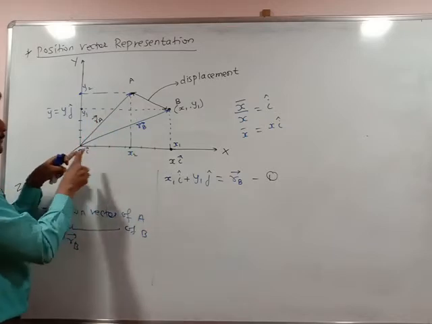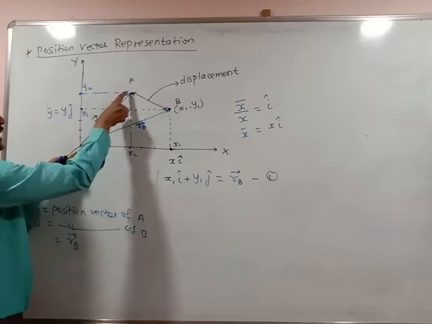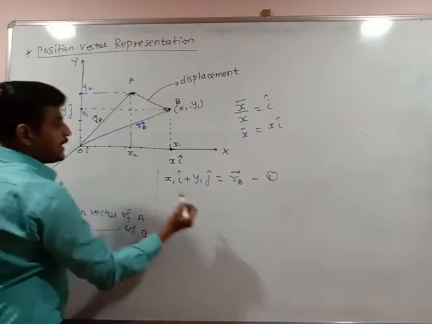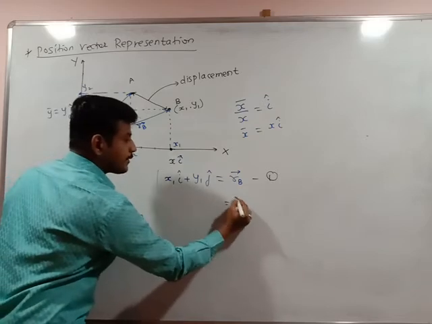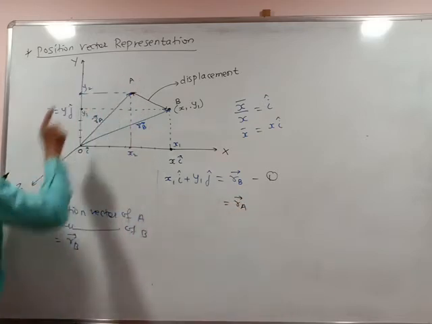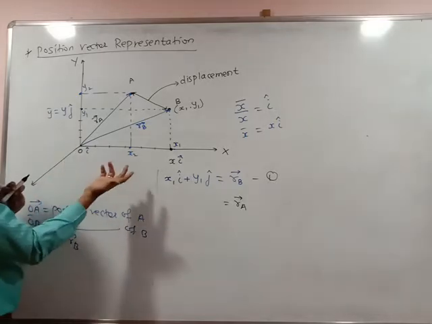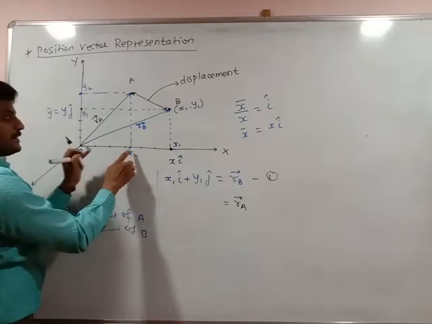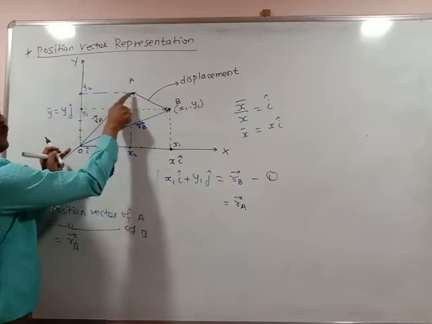One path is directly going from O to A, that is RA, one vector that shows the position of the object. Indirectly, in the Cartesian coordinate system, first you have to go from O to x2 and then x2 to y2.